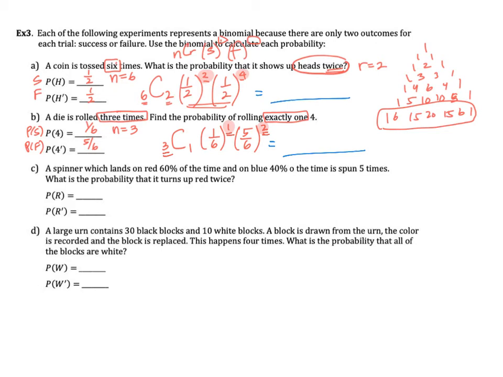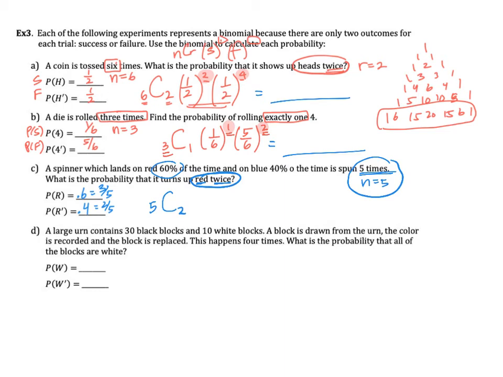Okay, letter C, a spinner which lands on red 60% of the time and on blue 40% of the time is spun 5 times. So if it's spun 5 times, hopefully you're saying to yourself that n is equal to 5. What is the probability that it turns up red twice? So red is 60%. You could put 0.6, or you could put 3/5, or you could put 6/10. It's up to you. Therefore, the failure is 1 minus that, or 0.4, or 2/5. Up to you. I'm spinning the spinner 5 times. It's 5 choose. How many reds do I want to get? I want to get red twice, so it's 5 choose 2.